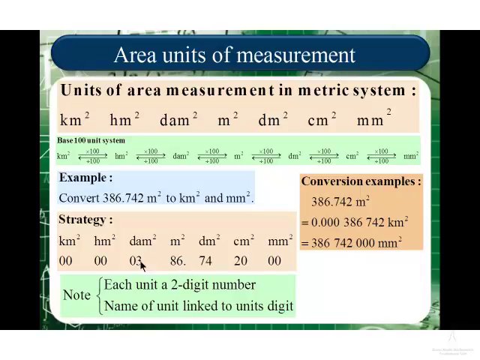So it's 2, 4, 6, and there we have the representation then, in this case 3 zeros, and then 386, and then of course 742 as well. All the digits to the right follow, because this decimal position has shifted 6 units to the left to get 0.000386742 square kilometers.